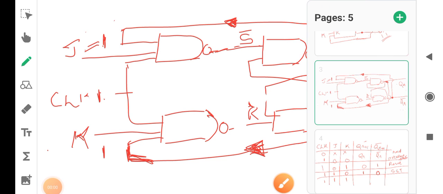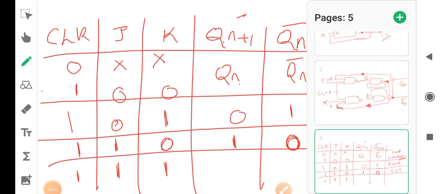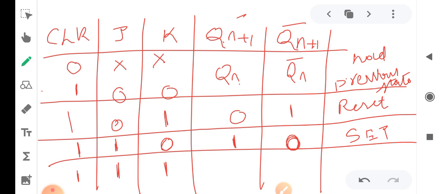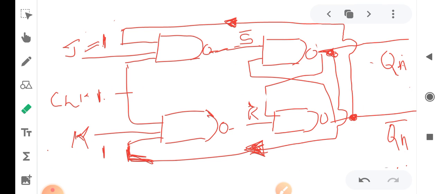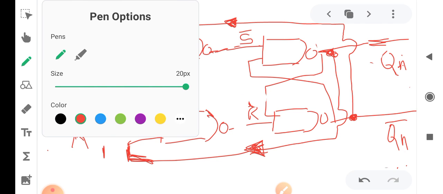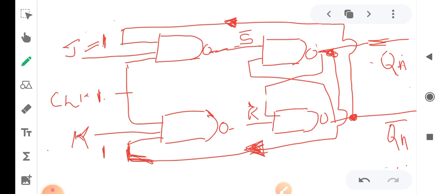This condition, so see here, when we're giving J is equal to K is equal to 1, we need to assume any one condition. That is when Qn is equal to Qn plus 1 is equal to 1 and Qn plus 1 complement is equal to 0. So say we have assumed like that, Qn is equal to 1 here, and Qn complement is equal to 0 here.